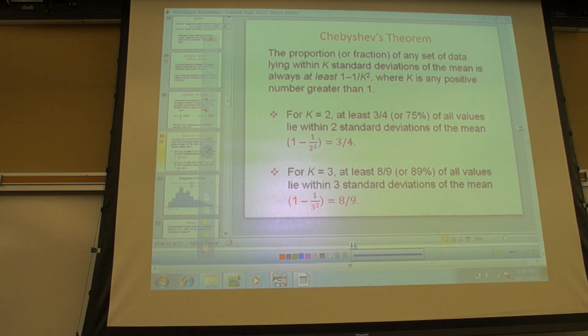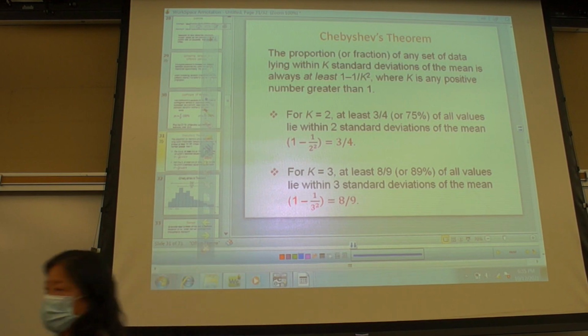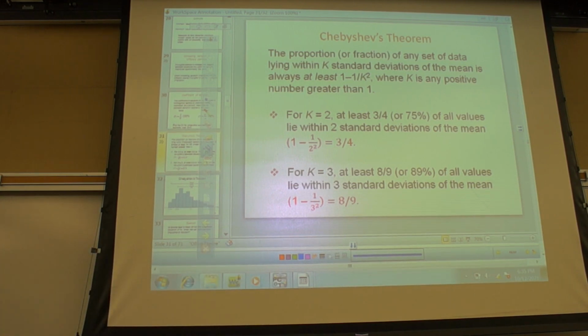Chebyshev's is powerful for a couple of reasons. One, the most important reason is because it applies to any set of data. It doesn't have to be normal, it can be any set of data. You can even make up numbers, and Chebyshev's will apply if you find the mean and standard deviation of it.